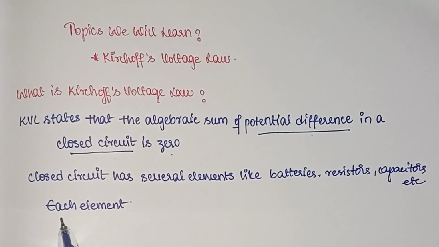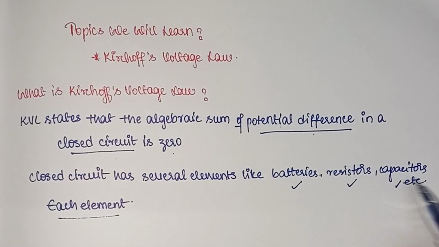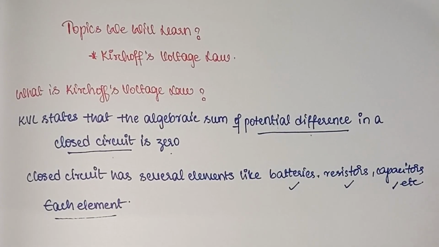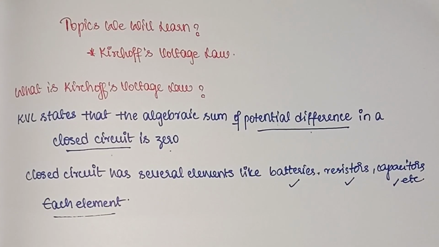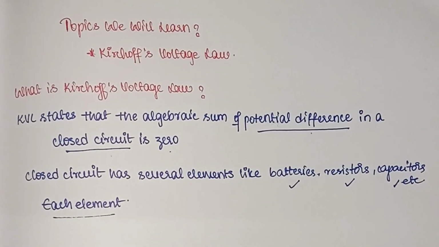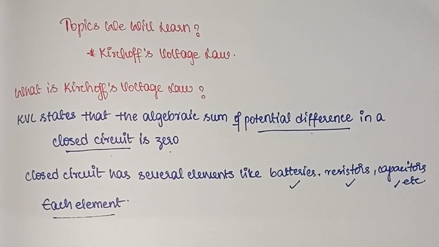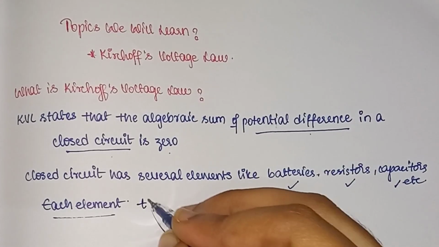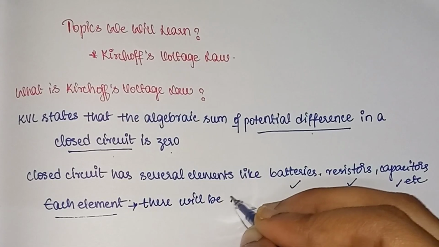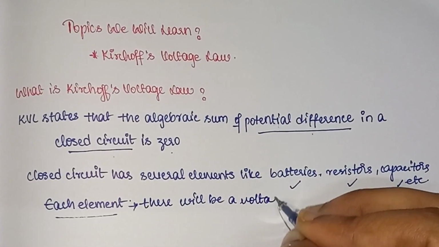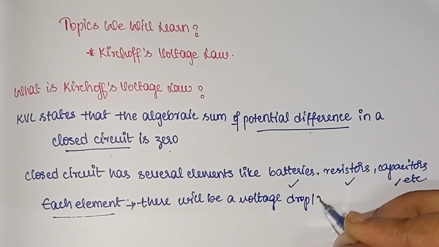And then each element, see, a battery is an element, a resistor is an element, a capacitor is an element. For example, if we have a battery, or a capacitor, or a resistor, what will happen for all these elements? In each element there will be a voltage drop or rise.